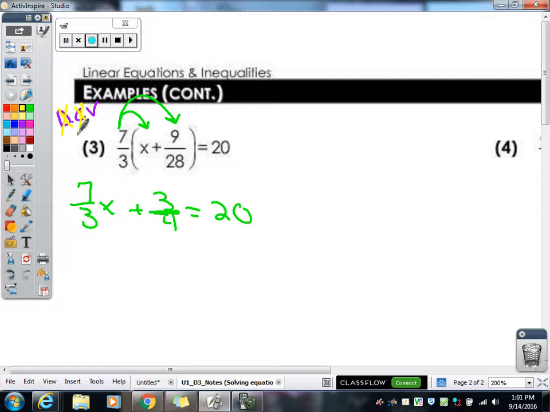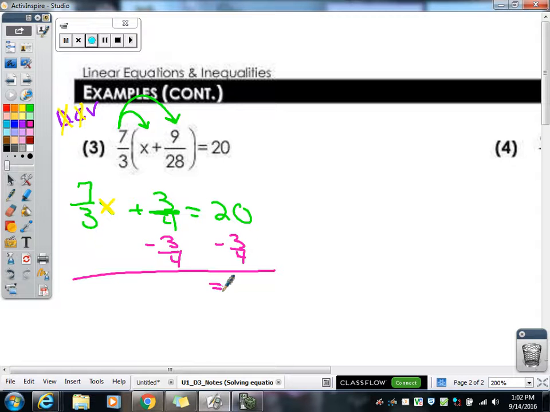So now I want to get the variable, or my x, by itself. I'm now going to minus 3/4 from both sides. So some of you can do this in your head. Remember, how much money is 3/4 again? 75 cents. So who can do that for me in their head? $20 minus 75 cents gives me 19.25. Very good. So I could have 19.25 here, or I could have a fraction.